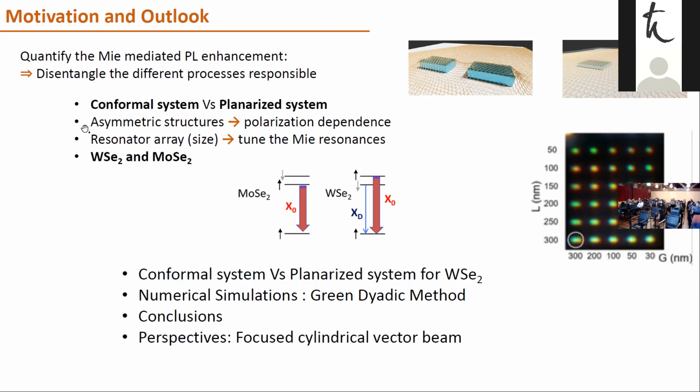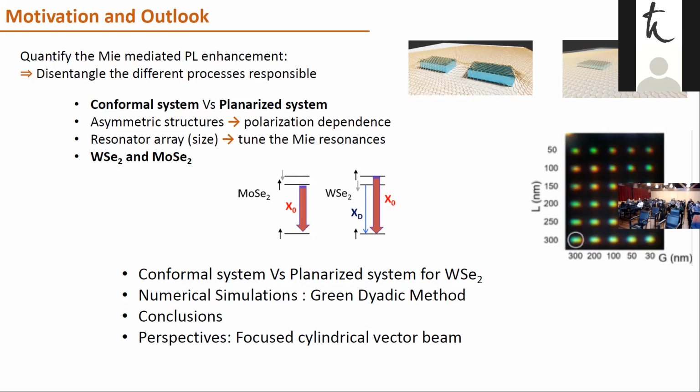We also chose an asymmetric structure that will show a very strong polarization dependence that will only be linked to an antenna effect. We designed different sizes of resonator to be able to tune the Mie resonance, of course, and work with two TMDs, tungsten diselenide and molybdenum diselenide, which show slightly different band structures.